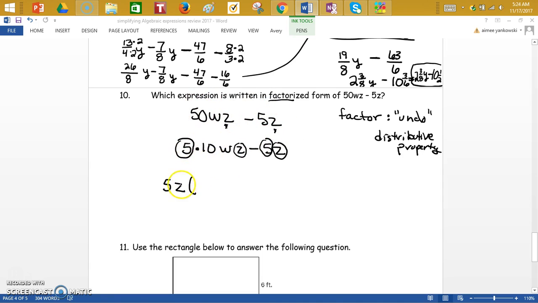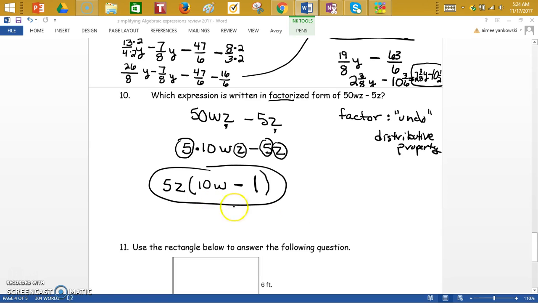Now, once I factor out a 5Z, what am I left with in my first term? Well, I'm left with 10W minus, what am I left with in this second term? I have to have a number left here. What number do I have to put here? If I distributed 5Z back through, I'd end up with 5Z. Oh, a 1. 5Z times 1 is 5Z. So that's the factored form. These are not like terms. You can't shove them together. This is your final answer.